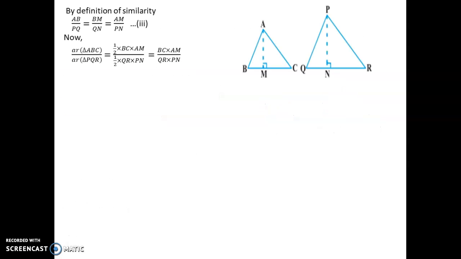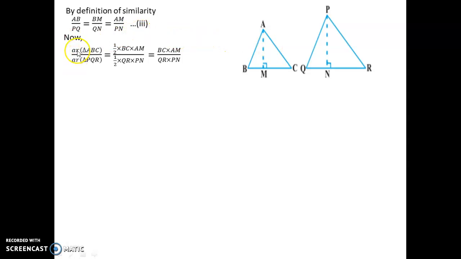Now see, if they are similar, then their corresponding sides are in the same ratio by similarity. So AB by PQ must be equal to BM by QN, which is equal to AM by PN. Okay, I have given it equation number 3.